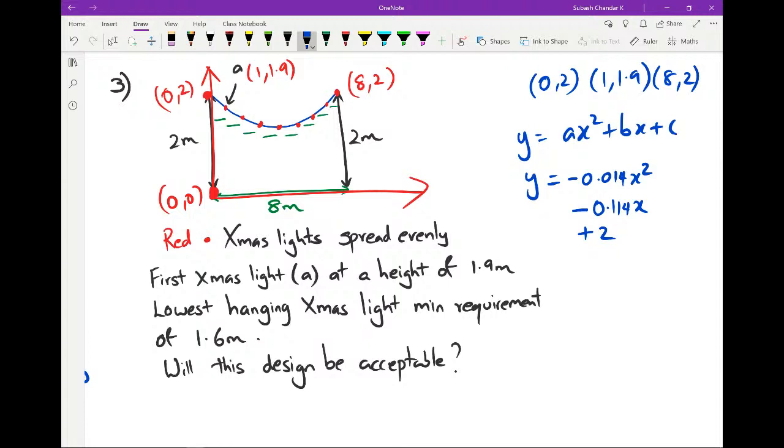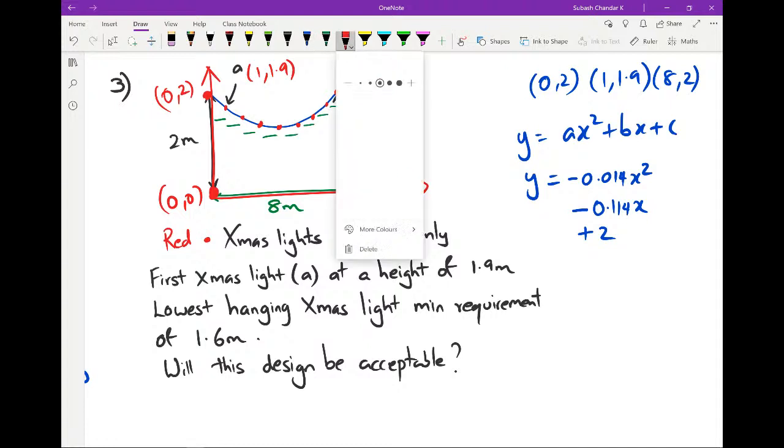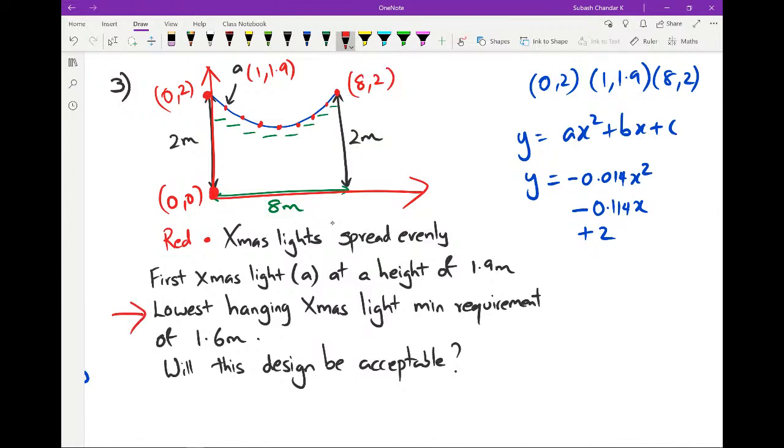So, Jonathan, the reason why we're ignoring the 0.4, 1.6 is that we don't know whether it's actually hanging at 1.6 or not. Because if you look at this statement, it says the lowest hanging Christmas light has a minimum requirement of 1.6 meters. What we're trying to figure out is the equation. Once we figure out the equation, then we can figure out what this height is, and see whether that's actually 1.6 meters or not.